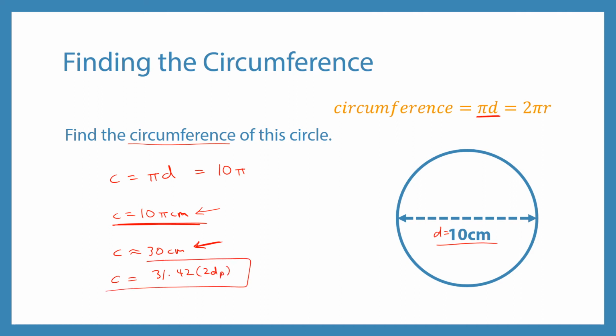So while this answer is closer than, say, this one, it's still not fully correct because we have 2 decimal places. So if you're asked to give the exact answer, you would give this one because it has pi in it. If you were asked for 2 decimal places, you would give this one.